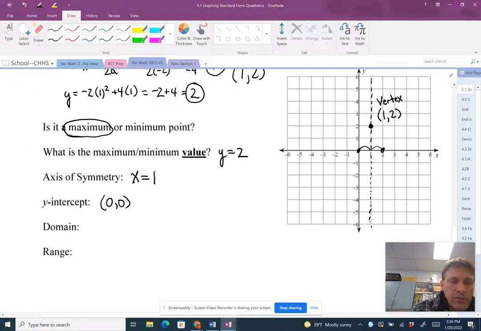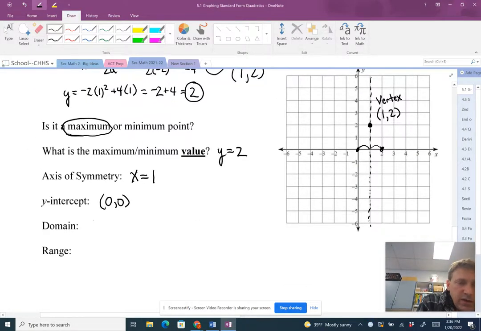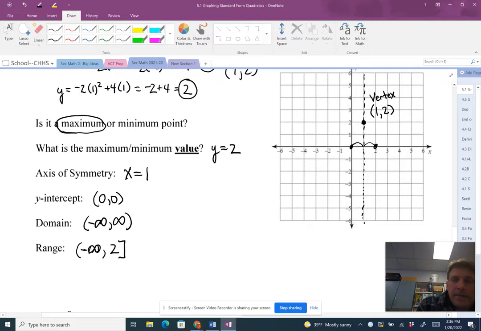Let's see here. Domain. The domain will be from negative infinity to positive infinity. And our range, since it opens down, the smallest value, the least value, there is no least value. So we start down here at negative infinity is the smallest possible place. And it's a direction, really, more than a number. So we've got negative infinity, and it goes up as high as 2. And at 2, it can be equal to 2, so we show the bracket.